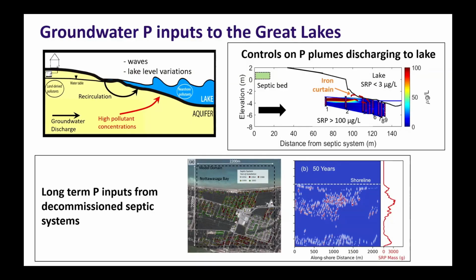We've done work looking at individual plumes and understanding what that reaction zone is, what it looks like, what the controls are on it. And then we've also done some larger scale modelling work that was based on field data from Jim Roy, where we were looking at the legacy effects of phosphorus inputs. This particular study was up in Wasaga Bay, where they have decommissioned septic systems, so septic systems that are no longer in use, as they now have a wastewater treatment plant.